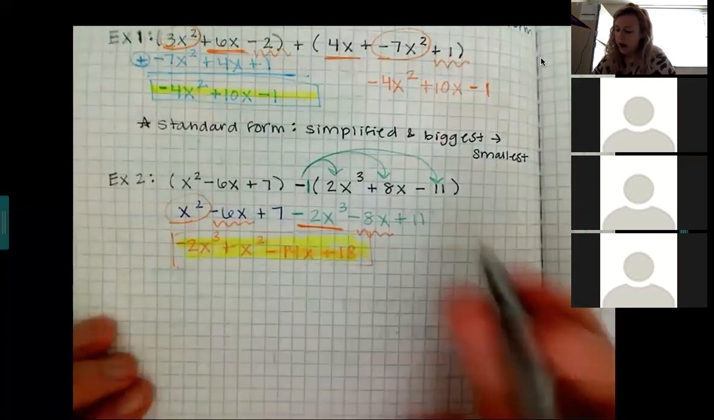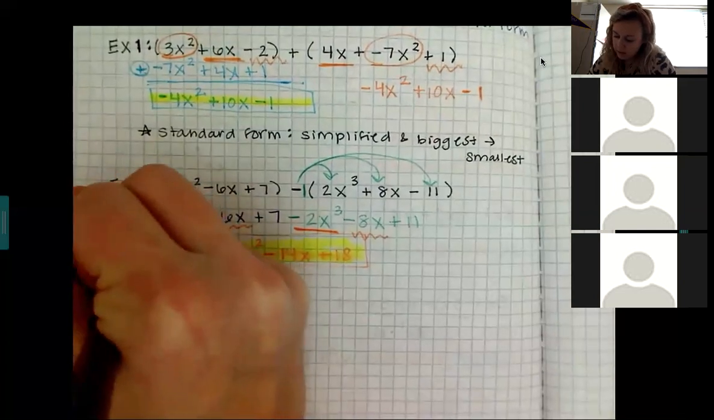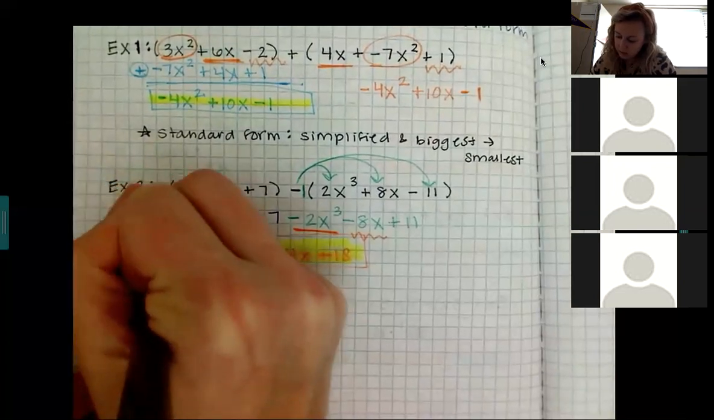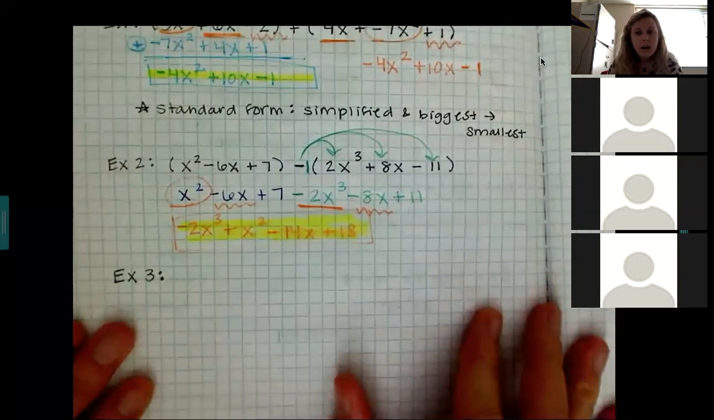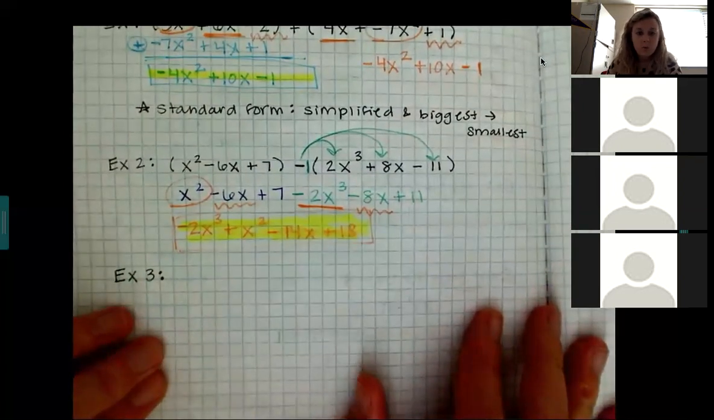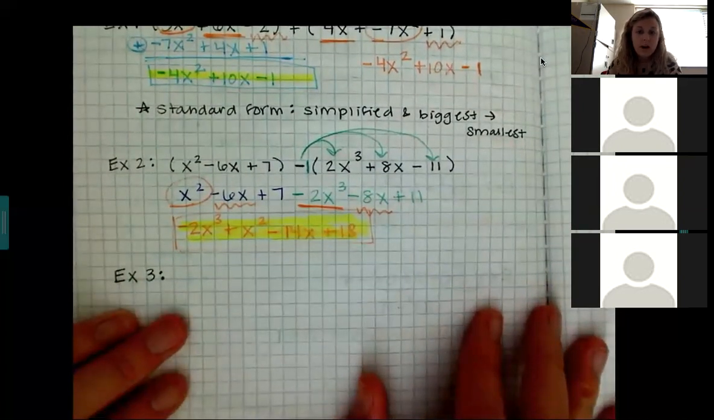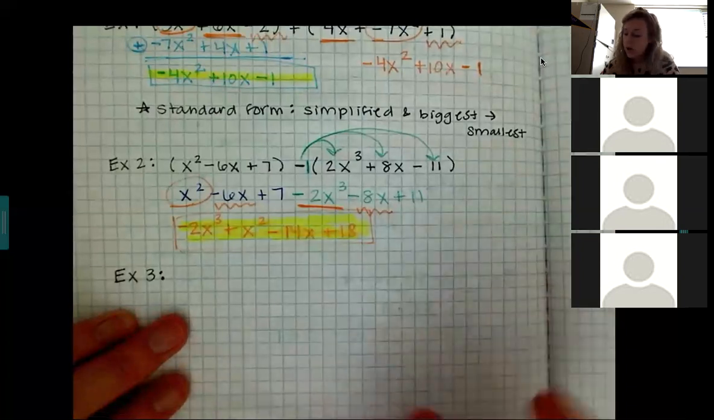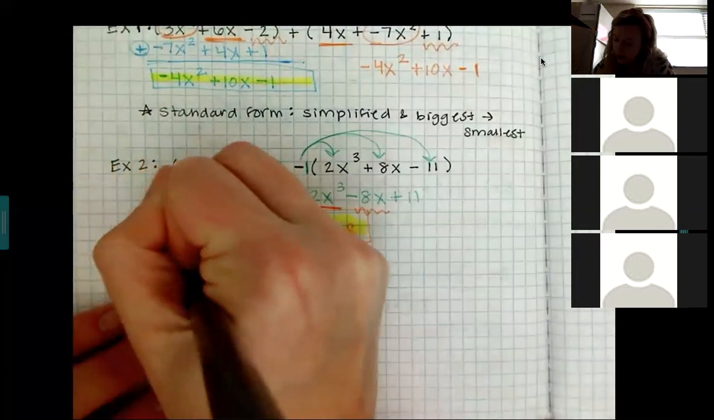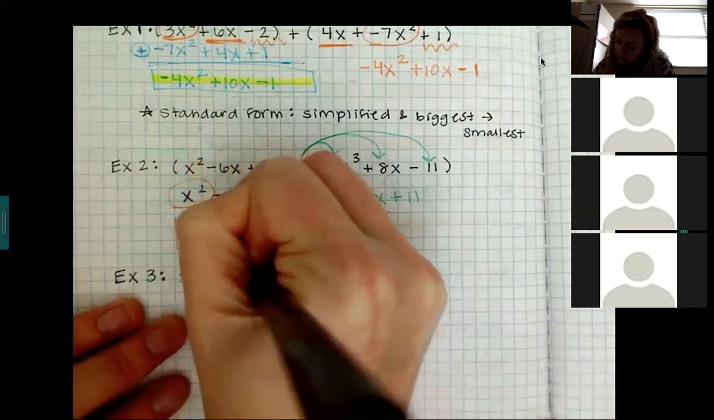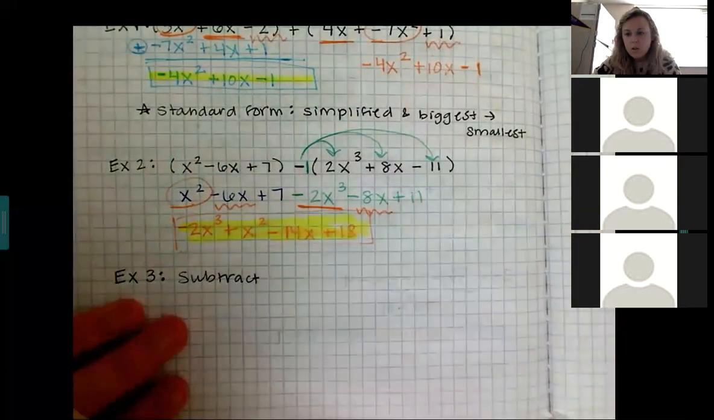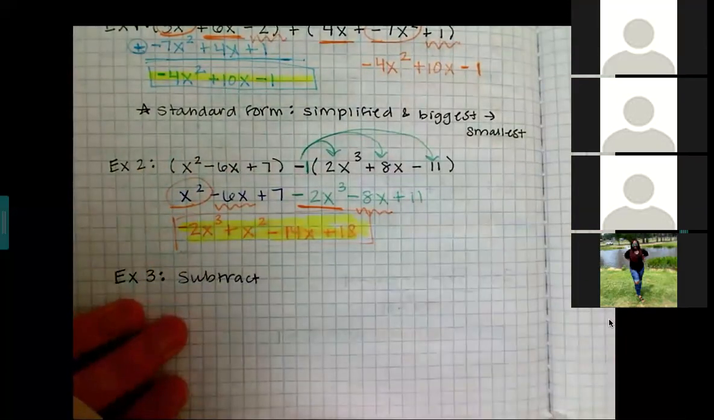I want y'all to try this one. I'll give us, I don't know, 3 minutes, and then we'll go over it, and then the last one we'll do together, okay? Or actually, I may have y'all try that one too. Let's see. I want y'all to subtract. Who do I want to talk to? Who have I not talked to?